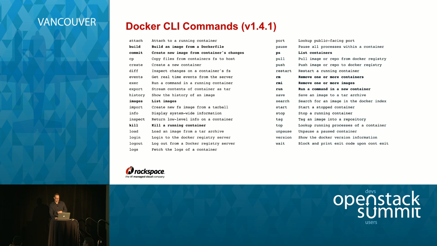All right, now as of the time I wrote these slides, which was maybe 6 months ago, this was version 1.4. These are the different commands that the Docker CLI can do. I bolded the ones that you're probably going to use a lot. We're going to actually do a hands-on here, so I'm not going to explain what everyone does. But if you just run Docker with no command line argument, you're going to get this list.